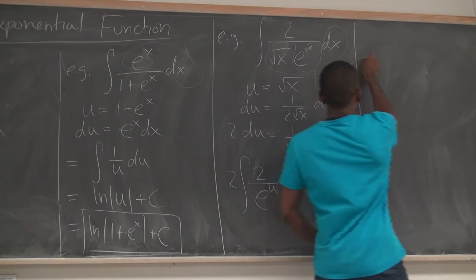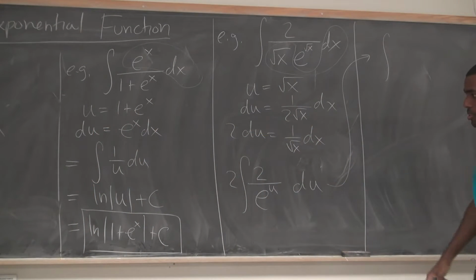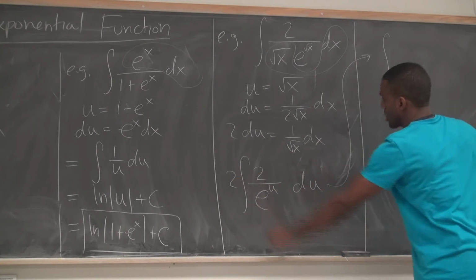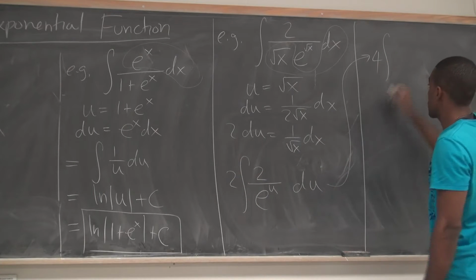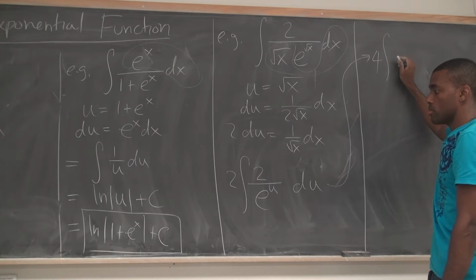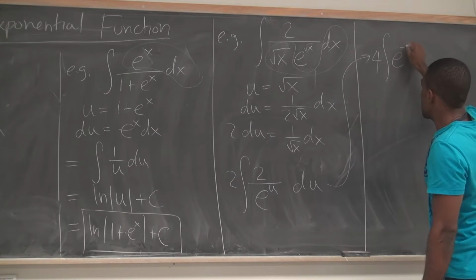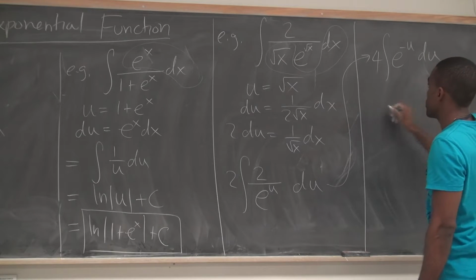So now how do I find the antiderivative of that? Bring out the constant again. I can bring out the constant if I want. Put that at 4. And what is this? 1 over e^u, so which is e negative u. Right, it's e to the minus u du. How do we do that?